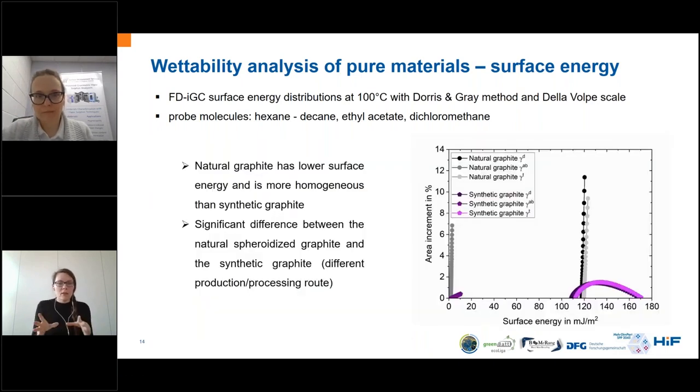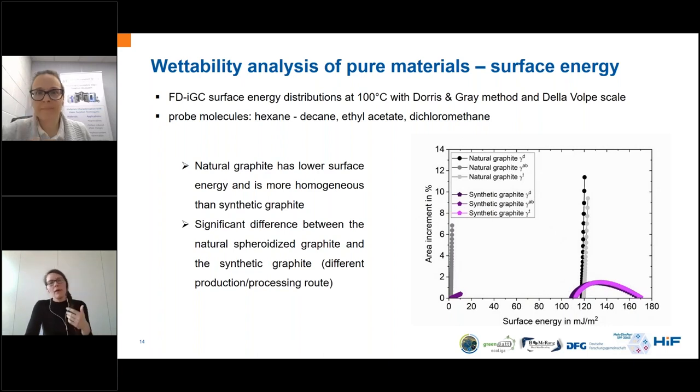If we now have a look at the anode materials, the natural graphite and the synthetic graphite, you can already see at first sight there's a huge difference between those two materials. The natural graphite, in grayish colors, has a very homogeneous surface, with almost no distribution at all, whereas the synthetic graphite has a large distribution, and the maximum surface energy value is really different, with 120 for the natural graphite and roughly 170 for the synthetic graphite. Also for the polar parts, there's some deviation.